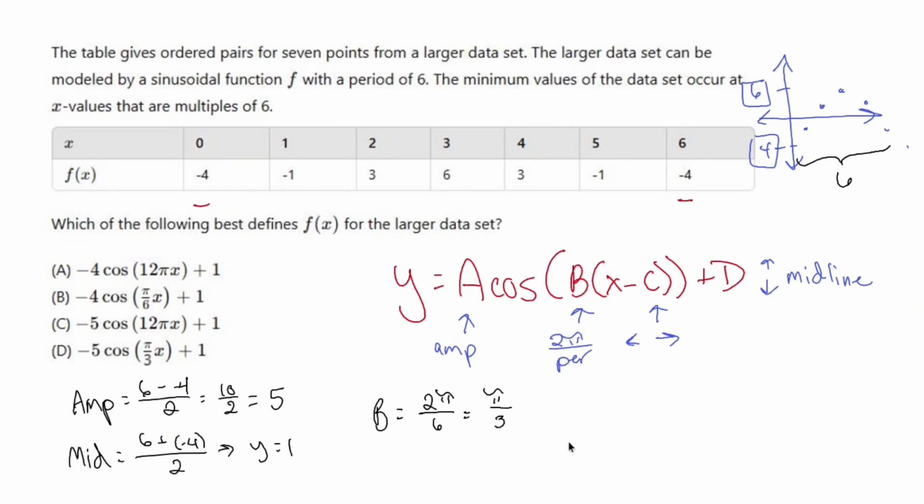So to build this equation, we have y equals the amplitude, which is 5, then cosine. By the way, I know that I'm not doing this completely correct. Give me a minute. Cosine of b, which is pi over 3, times x minus 0, so just x, plus 1. Now here's the thing. If cosine starts here, and I'm not worried about shifting left or right, cosine's supposed to start up there. So we have to throw a negative in front of it. That's how I knew I wasn't right. So I have -5 cosine pi over 3 x plus 1, which gives us a final answer of D.